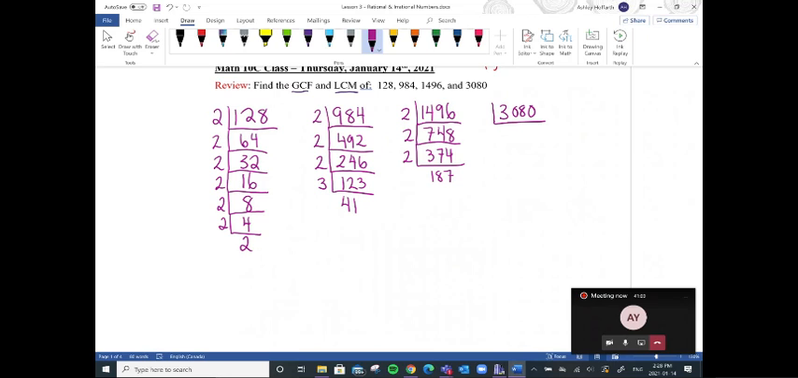11 would be the next prime number, so 187 divided by 11. That one actually does work. It gives me 17. And 17 is prime, so we can stop there.